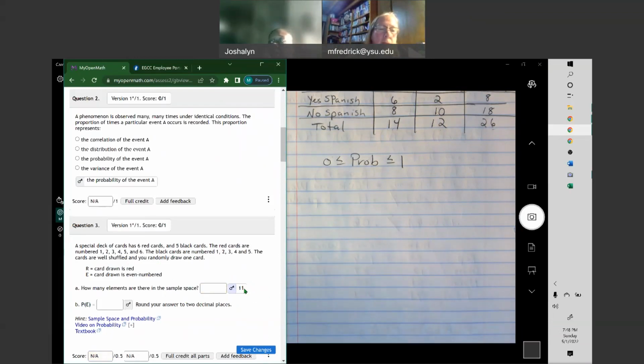The next one, would that be 5 divided by 11? Probability even: 1, 2, 3. The probability of E is just that it's even, and there's only one. Oh, there is 5, 3, 4, 5. I missed the 6. Yes, so it would be 5 divided by 11, and they want it written to 2 decimal places. 0.45.